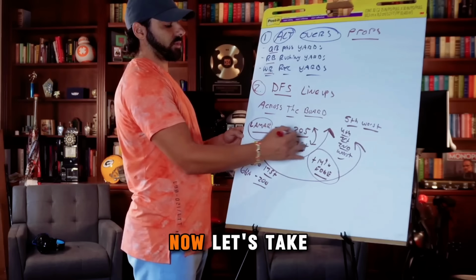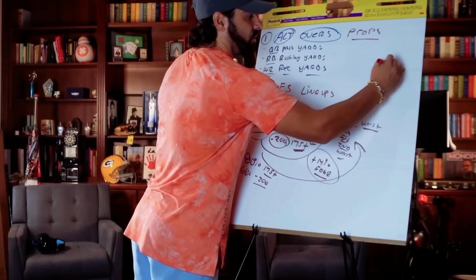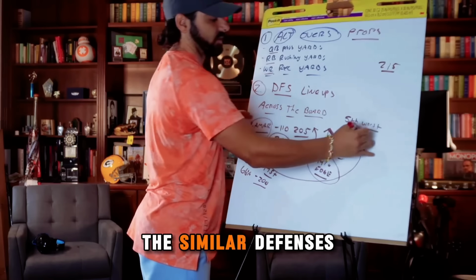Now let's take the minus 110 line at 205. Let's say at the 205 line, he was able to get 2 out of the 5 games that he played against similar defenses.